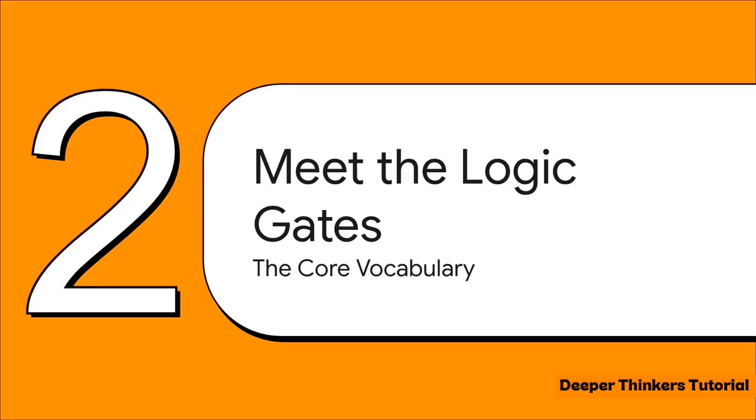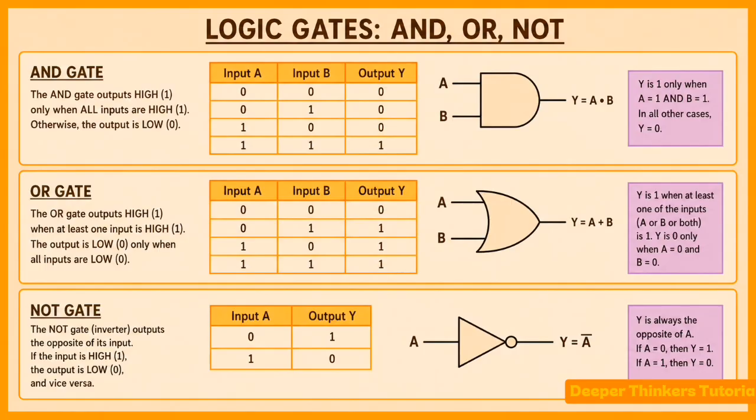So now for part two, we meet the logic gates. So what are the logic gates? The logic gate is simply the building block of any electrical circuit. Now we have in this chart the AND gate. This AND gate has two inputs, and the two inputs can only give an output of 1 when both inputs are ones.